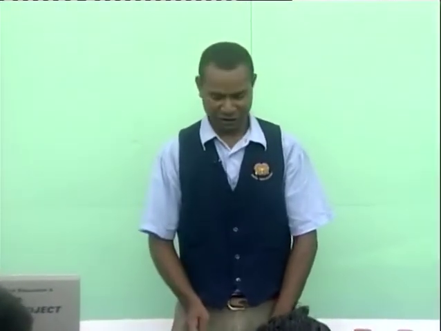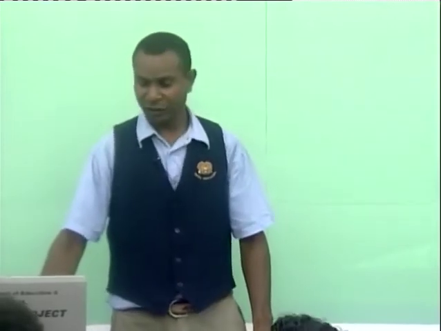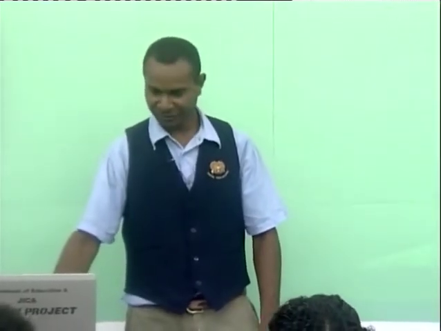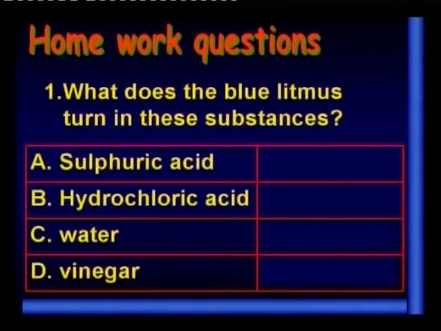Let's have a look at what we did yesterday. There were 3 questions which we gave for your homework in the last lesson. So our first question is, what does the blue litmus turn in the substance? Our first substance was sulfuric acid. We had hydrochloric acid, water. Some of you had vinegar. So we look at the 4 substances. What did we find out when we put the blue litmus into the sulfuric acid?